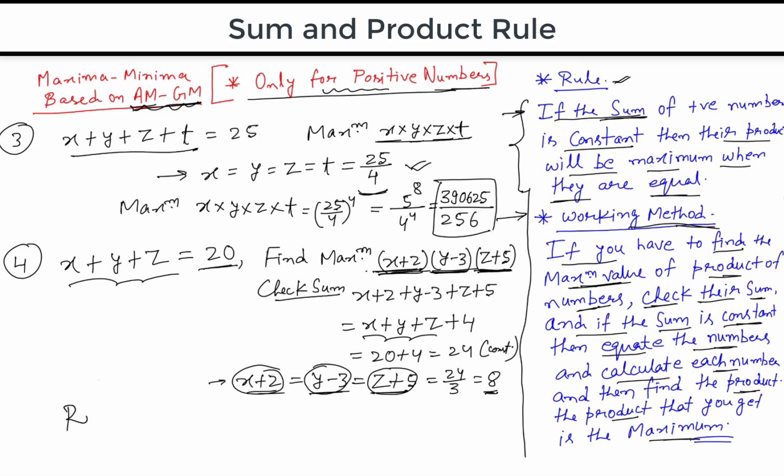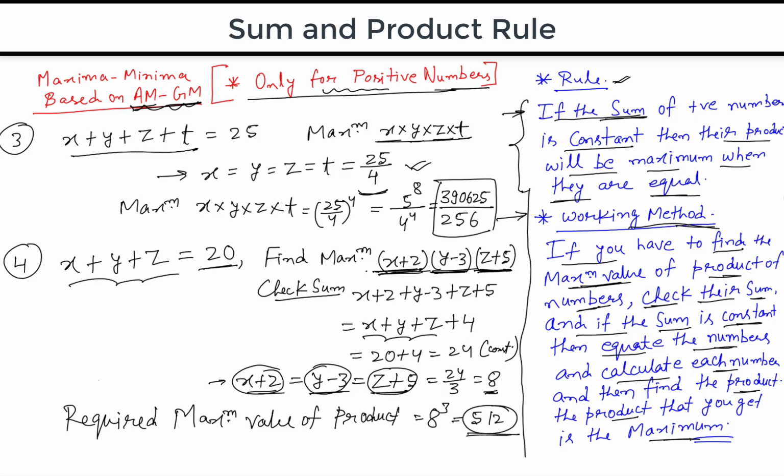So the required maximum value of product is equal to 8 cube. That is 8 cube is 512.